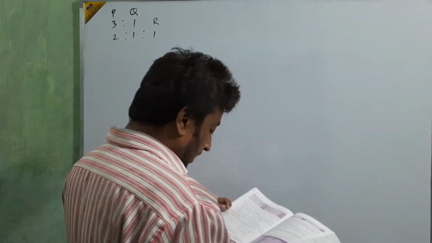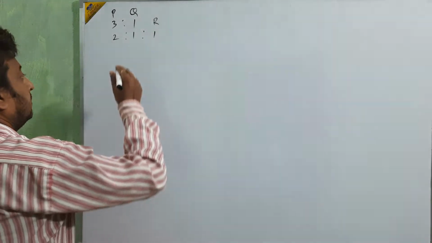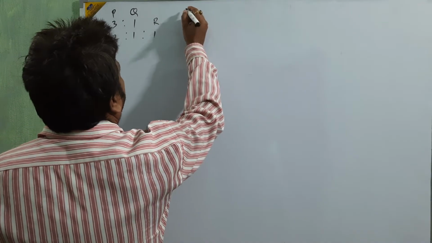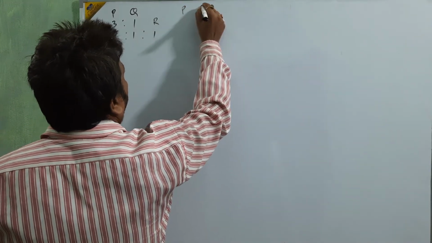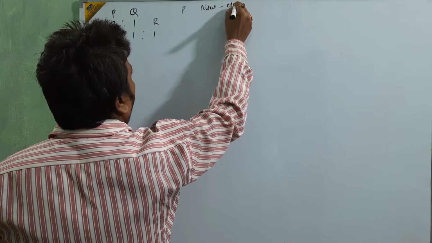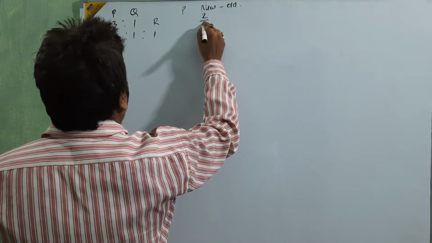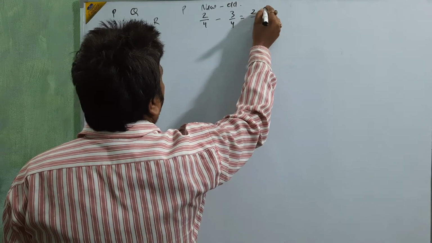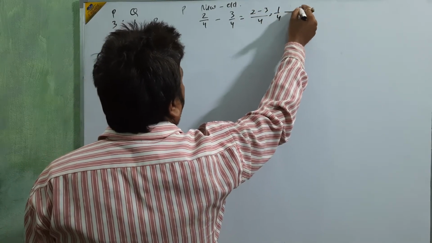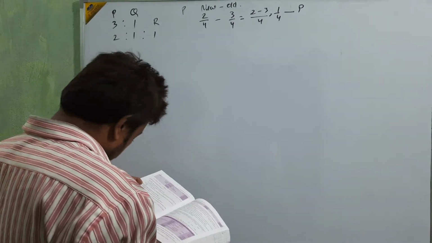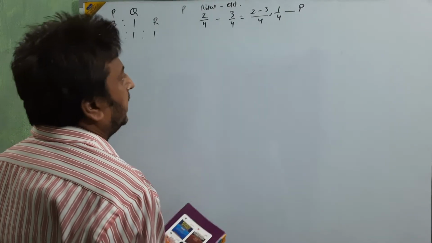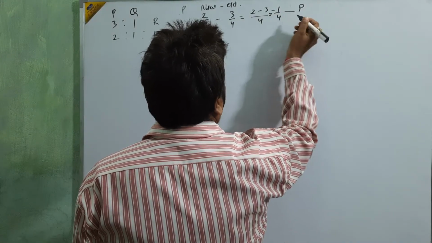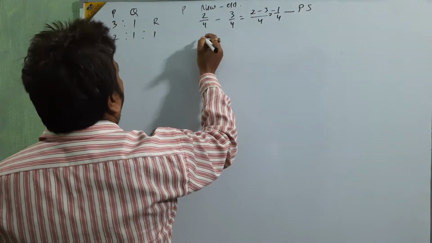Now, there is no need to calculate the new profit sharing ratio here. The new profit sharing ratio is already given. Then we are going to calculate the sacrificing ratio or gaining ratio. So for P, new minus old ratio. New is 2/4 minus old 3/4. Then 2 minus 3, minus 1/4. It means P will sacrifice, because this amount is coming in minus. P sacrifices.